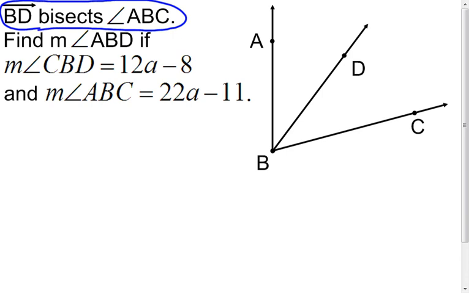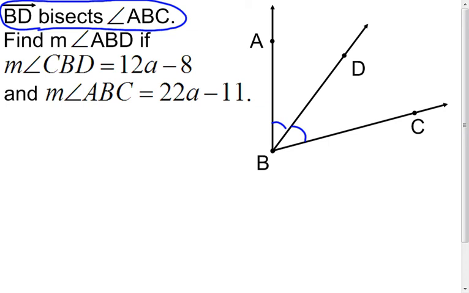So I'm going to start with this first one. Ray BD bisects angle ABC. Going back to the lesson, we learned that if a ray is really bisecting an angle, it cuts it into two congruent angles. So I'm going to find my ray BD in my picture, and it's breaking the big angle into two congruent angles. So I know that those two smaller angles have to be congruent.